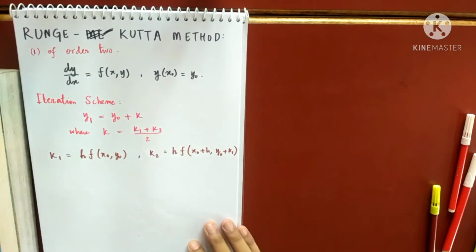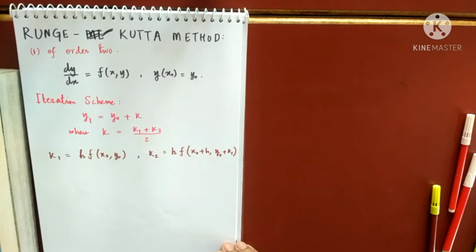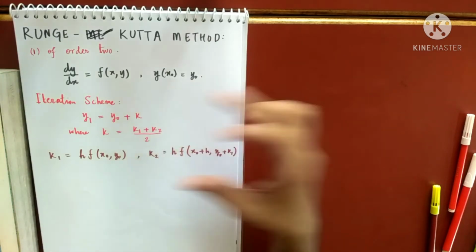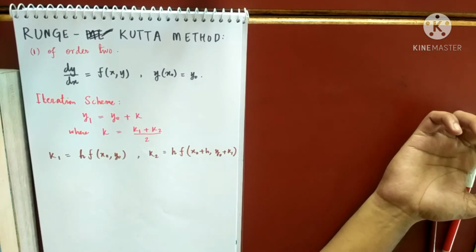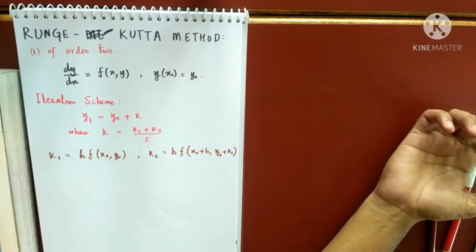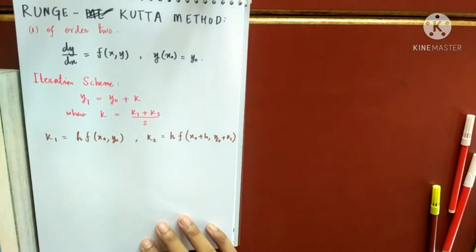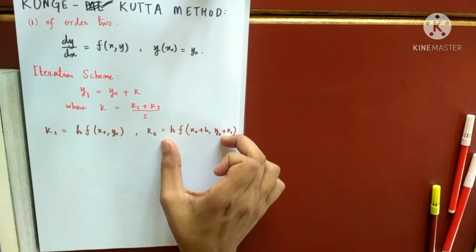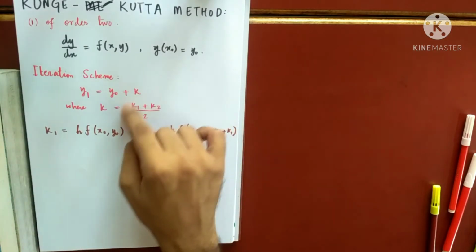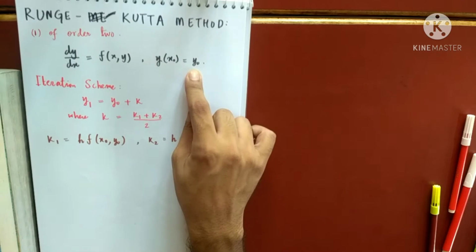I'm not going into the technicalities and the derivation, because you will not understand it at this moment; it actually comes from something called Taylor's method, which is not in the syllabus. From the exam's point of view, only this iterative scheme is important, and if you are interested in the proofs, you can refer to any book. So the idea is very simple. You find k1, you find k2, with the help of k1 and k2 you find k, and add that to the previous value.